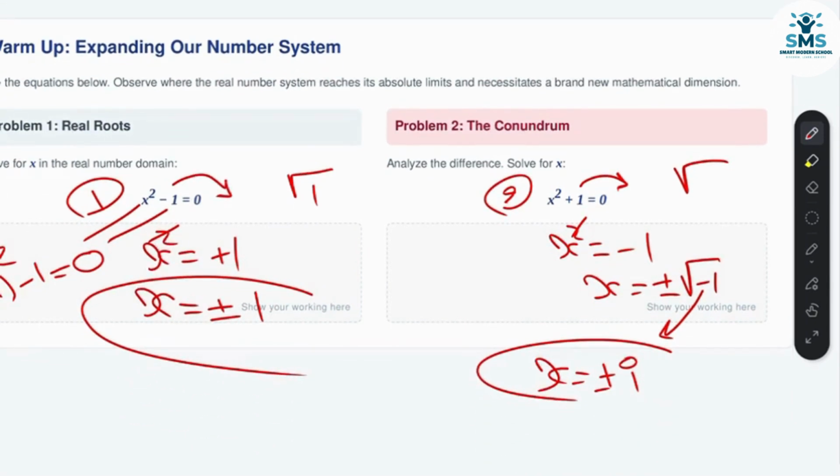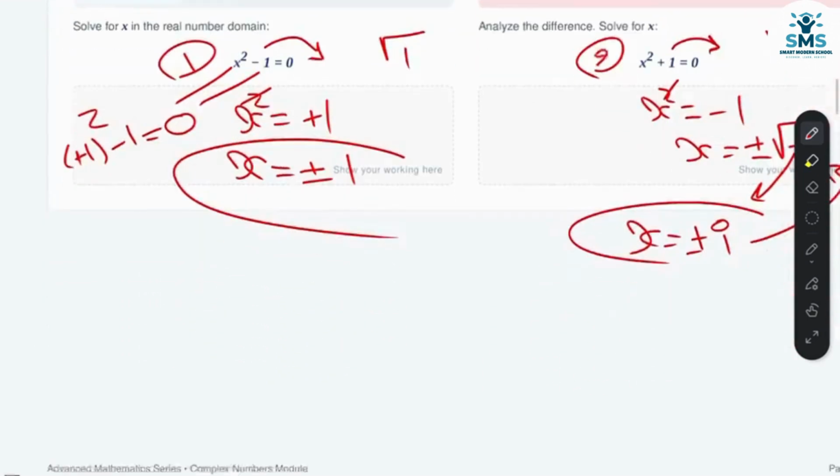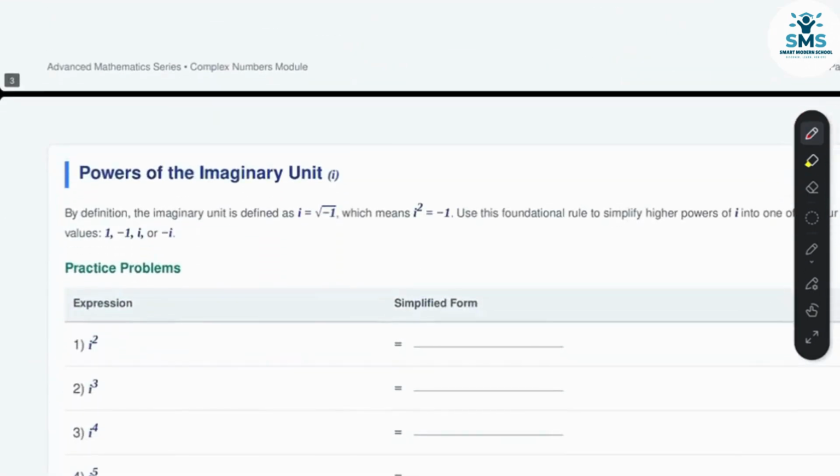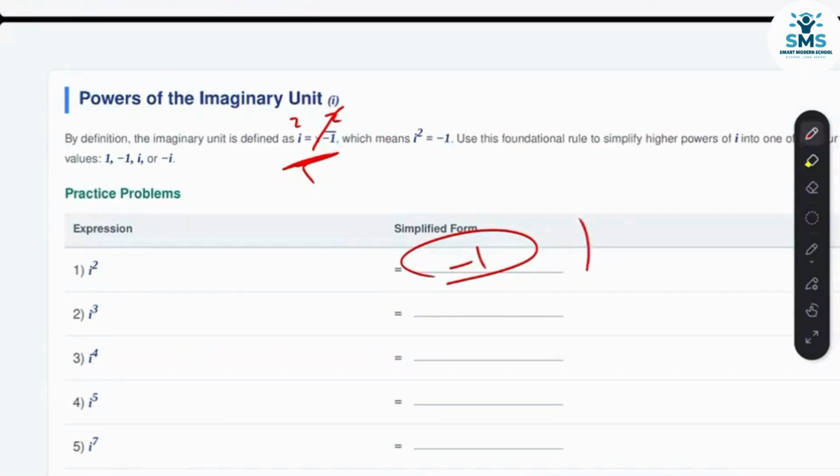So you gotta put it in your database. Now you have a new number which is called i, and please remember it's root -1. So now let's play a little bit with this letter i using some powers. Since i is root -1, what about i squared? You know that the power 2 will be cancelling the root, so i squared is -1. Excellent. Remember this for me, please.